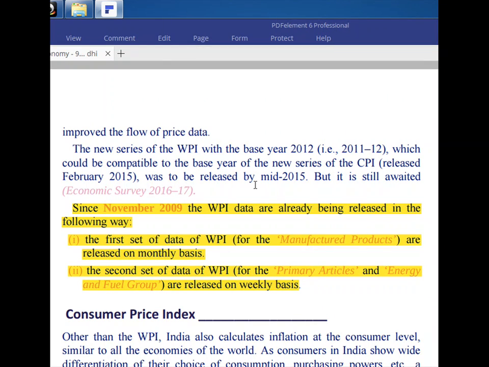The new series of the WPI would have the base year 2011-12, which would be compatible with the base year of the new series of the CPI. Since November 2009, the WPI data are being released in the following way. The first set of data, the WPI for the manufactured products, is released on a monthly basis. The second set of data, the WPI for primary articles and the energy and fuel group, is released on a weekly basis. So, thank you.